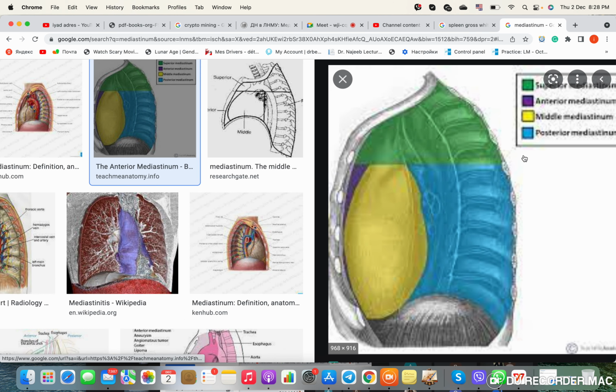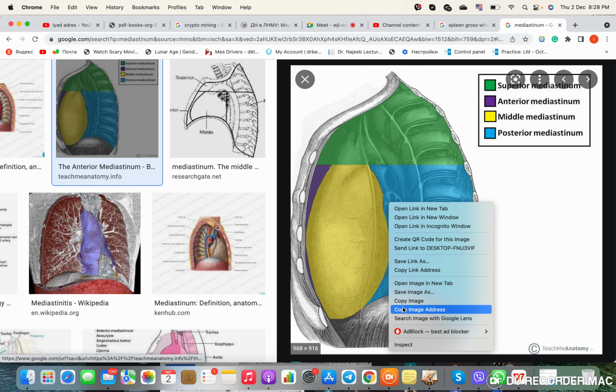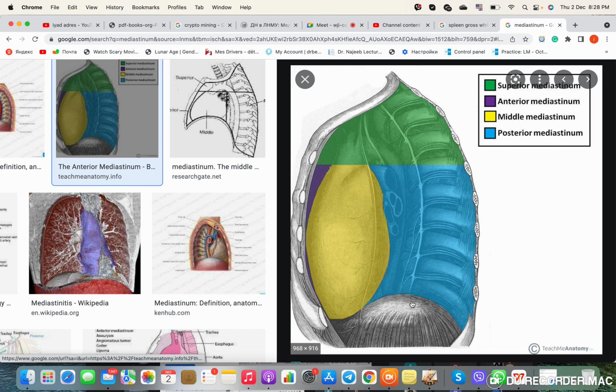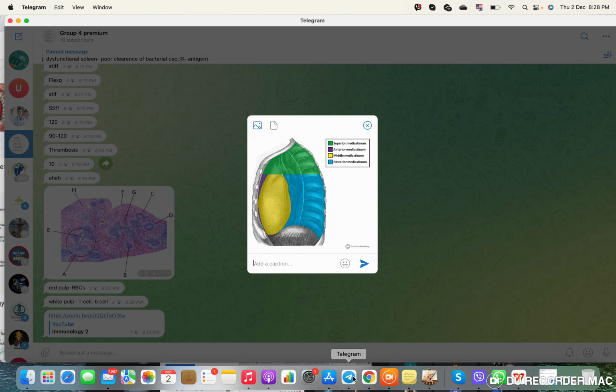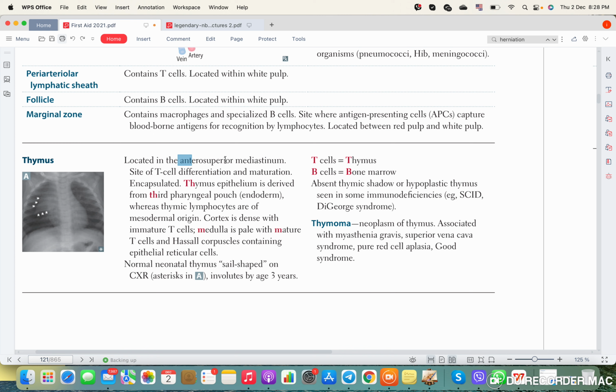Yep, exactly. So you can see superior and inferior mediastinum, and that this portion has an anterior, middle, and posterior part. So, speaking about the thymus, it's located at the anterior superior mediastinum.